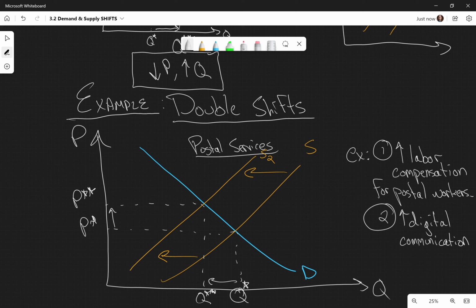For the most part, I only use the post office for receiving Amazon packages and paying some bills. But even then, most bills you can pay online or with your phone these days anyways. So the increase in digital communication is going to cause a shift inwards of the demand curve. Now things are starting to get a bit messy on this graph. So we have to find S2 and D2, where those two meet. It's going to be right here and right here.